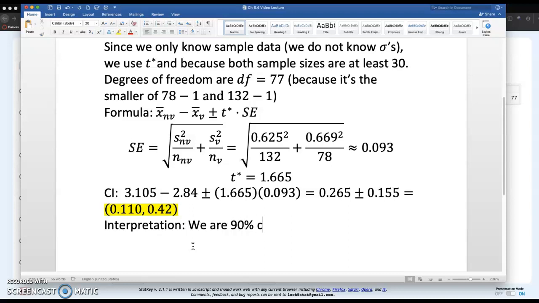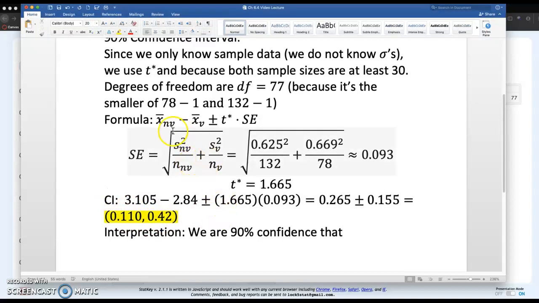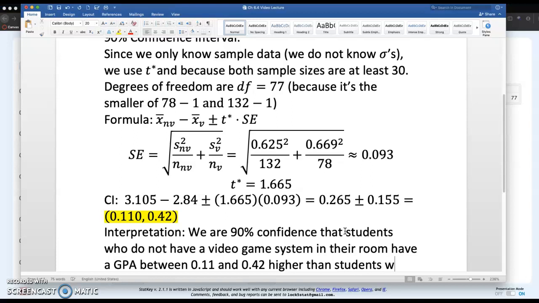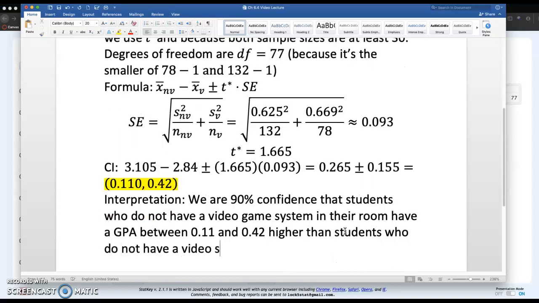We are 90% confident that, what is this saying? So notice here I did non-video game minus video game. So people without video games did a little bit higher. So that students who do not have a video game system in their room have a GPA between 0.11 and 0.42 higher than students who do have a video game system in their room.